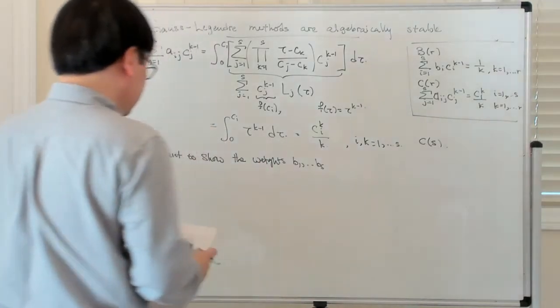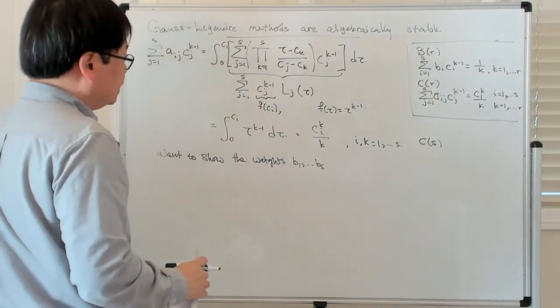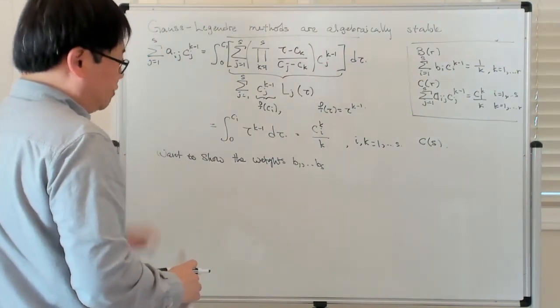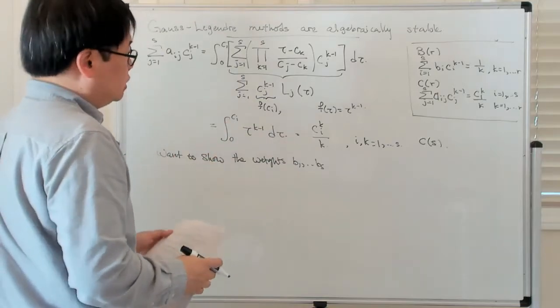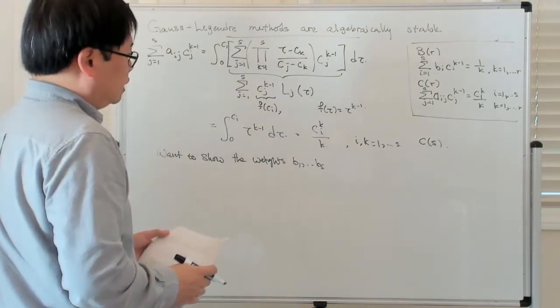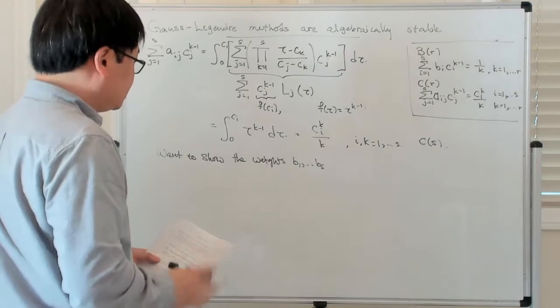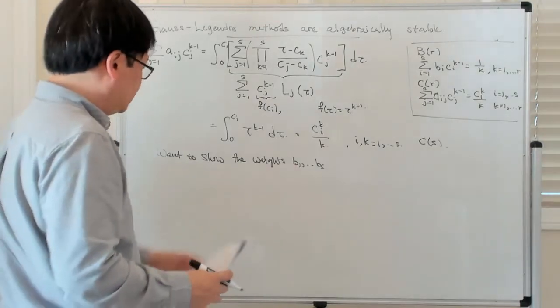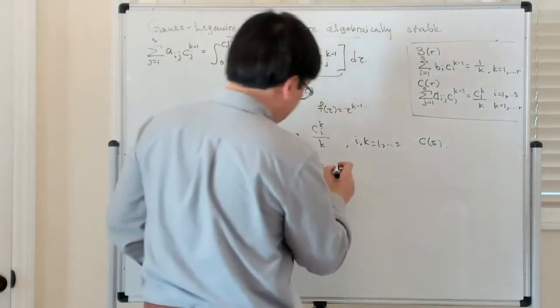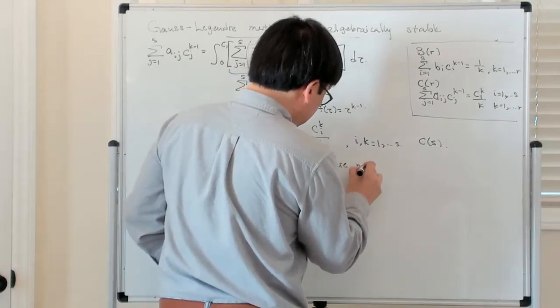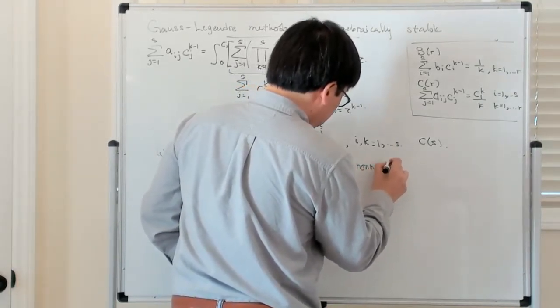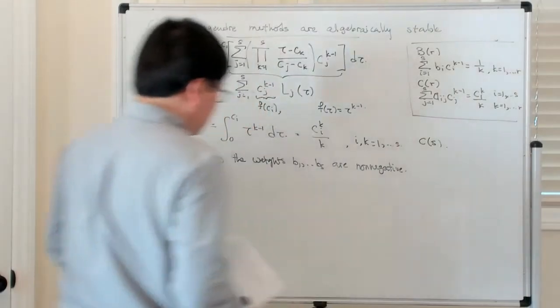I forgot. I guess I shouldn't have said that: the lemma says that M equals 0 implies algebraic stability. You still need this condition on the weights, right? So you need to show that the weights b_1 to b_s are non-negative.